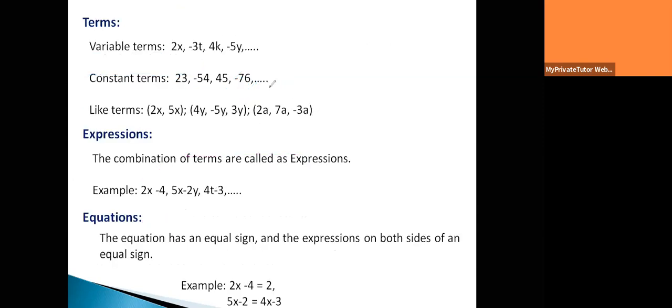What do you mean by terms? Variable terms contain a variable. You can see 2x, minus 3t, 4k, and minus 5y. All these are variable terms. And the constant terms are just constants, just the numbers. And finally, what do you mean by like terms? You can see that.